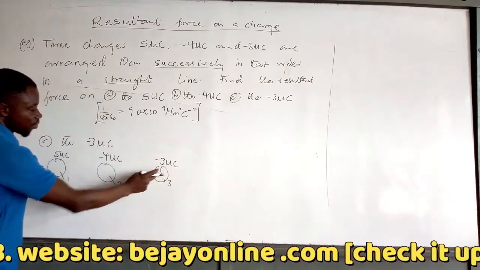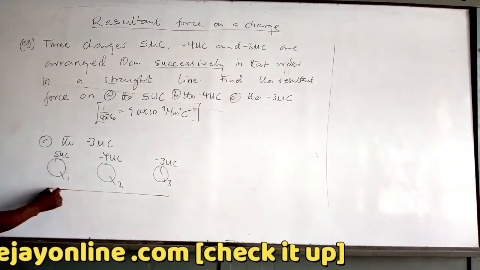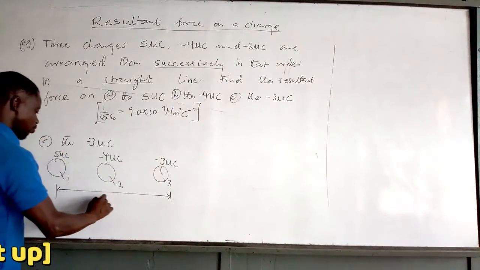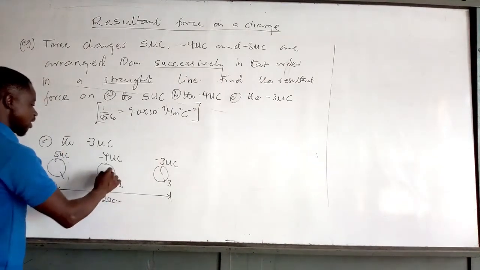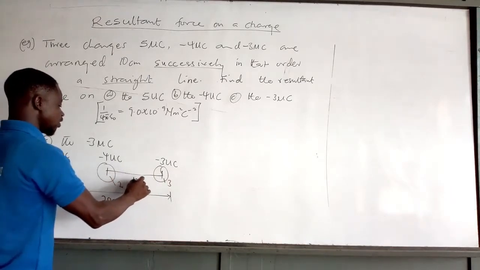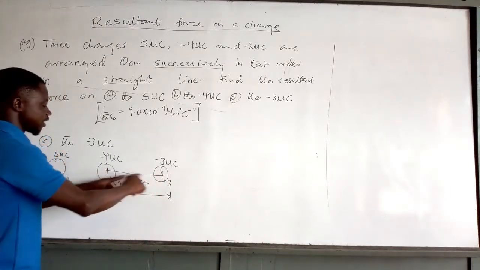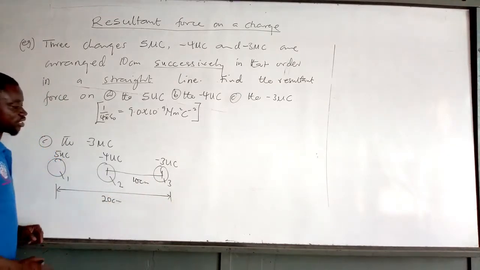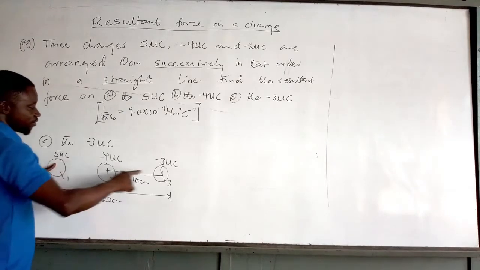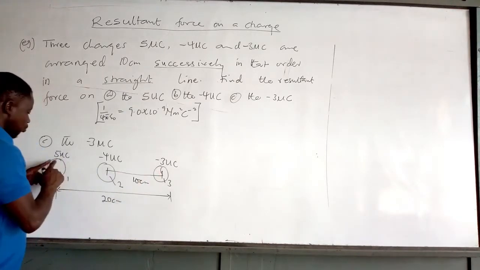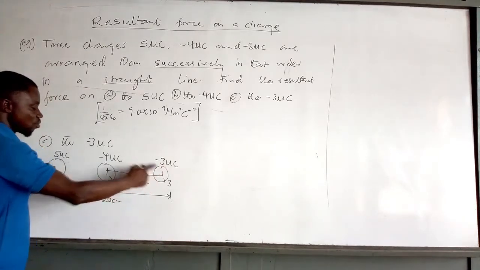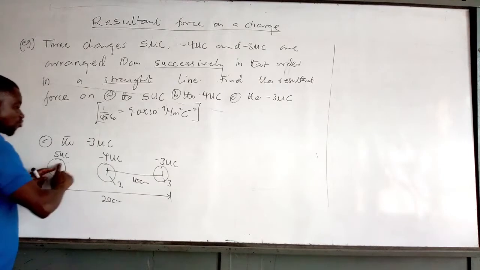Because we are looking for the resultant force on this one, we do this for 20 centimeters, and then we do this for 10 centimeters. You know, between this one and this one will be 10 centimeters. Between this one and this one will be 20 centimeters. Now look at this. This charge is positive. This charge is negative. So this charge is going to move towards this one because we're looking for the resultant force on this. This charge will not move. This one rather will move.